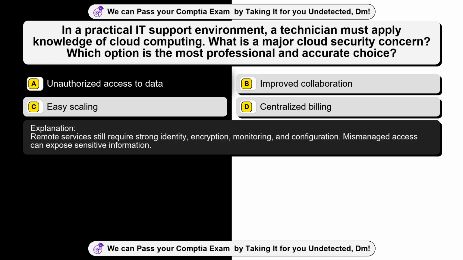Remote services still require strong identity, encryption, monitoring, and configuration. Mismanaged access can expose sensitive information.